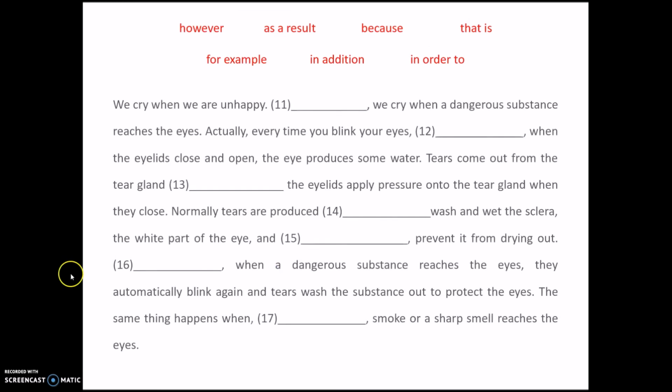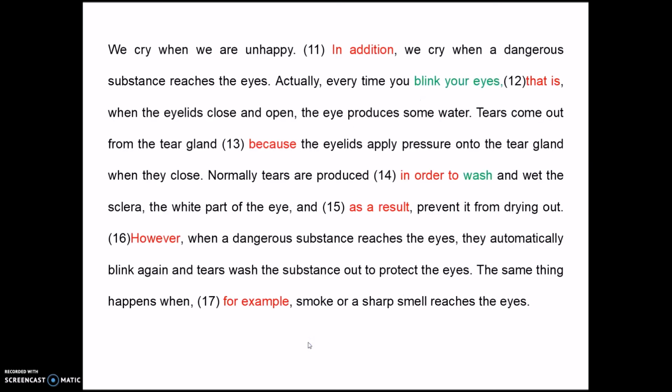Another exercise, pause the video and when you finish, play it. Now let's check the answers.